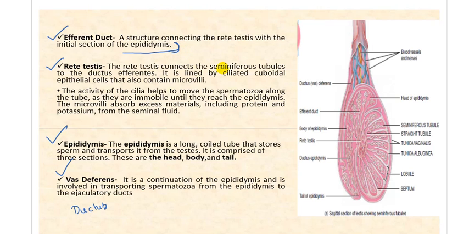I told you the tunica vaginalis is there, then there is the tunica albuginea, and the tunica albuginea moves inwards and forms lobules. Each of these is a lobule, and within the lobule, these are the tubules. And this part is the rete testis. You can see the rete testis. The efferent duct is the structure connecting the rete testis with the initial section of the epididymis. After the rete testis, the efferent duct is there.